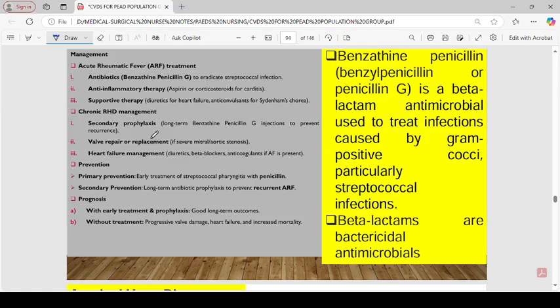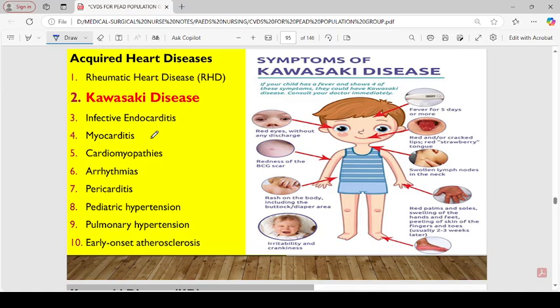atrial fibrillation is present. For prevention, primary prevention includes early treatment of streptococcal pharyngitis with a penicillin drug, while secondary prevention includes long-term antibiotic prophylaxis to prevent recurrent acute rheumatic fever. That's the end of rheumatic heart disease.